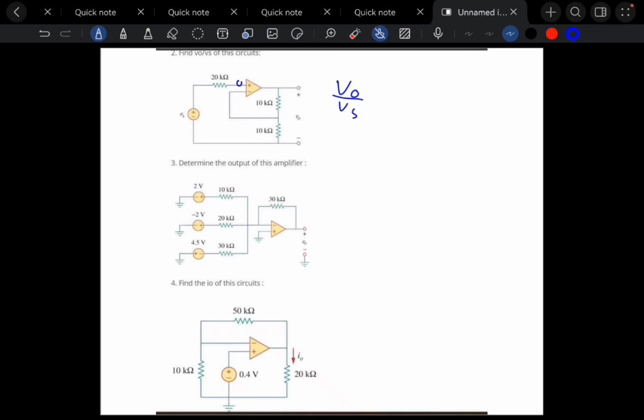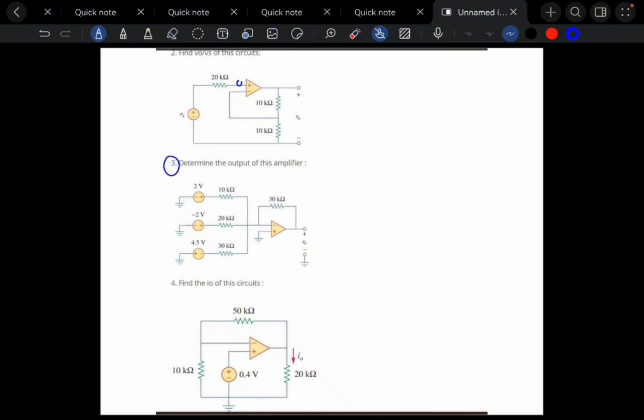Using the voltage divider formula, Vs equals V0 times 10k divided by (10k plus 10k), which equals V0 times a half. So the final result is V0 divided by Vs equals 2. So this is for question number 3.